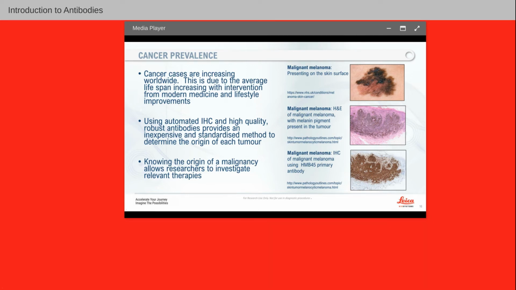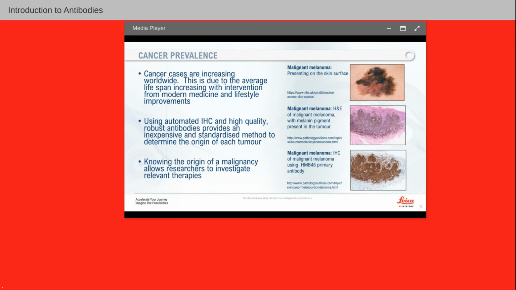H&E is hematoxylin and eosin. So hematoxylin is a dye which stains cell nuclei blue, so you can see the DNA, or you can see the nucleolus where the DNA is contained. And eosin is a dye which stains the rest of the cellular components various shades of pink. The brown area, now this is the melanin pigment, the naturally occurring insoluble melanin pigment.